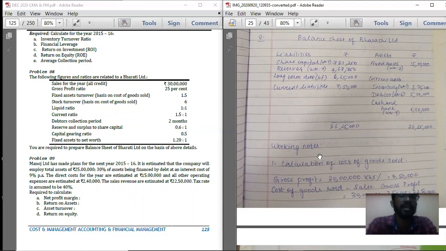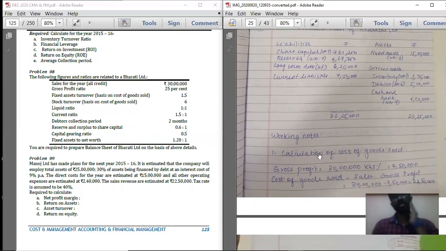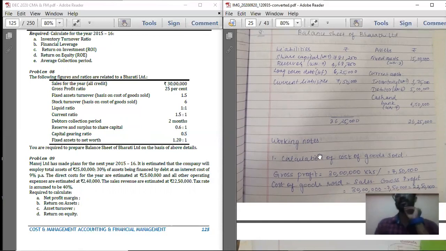Next is capital gearing ratio and fixed assets to net worth. They have also given fixed assets to net worth as 1.2:1. That is, fixed assets 15 lakhs divided by 1.2, we'll get 12,50,000, which is the net worth. So using all these formulas, you are required to prepare the balance sheet of Bharati Limited on the basis of the above details.